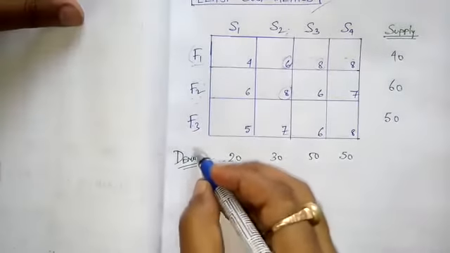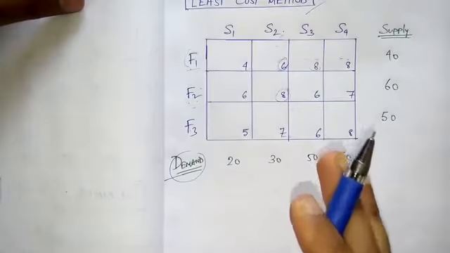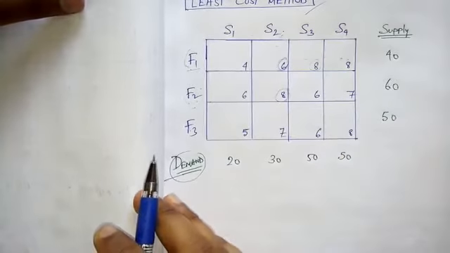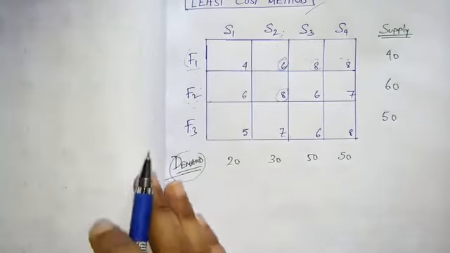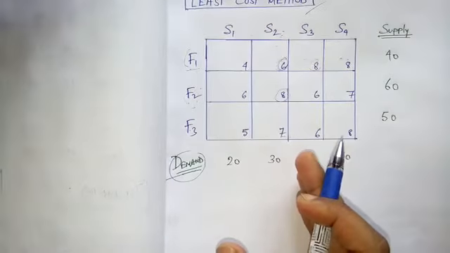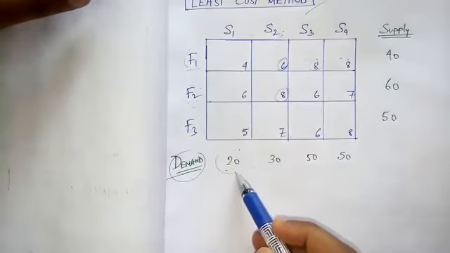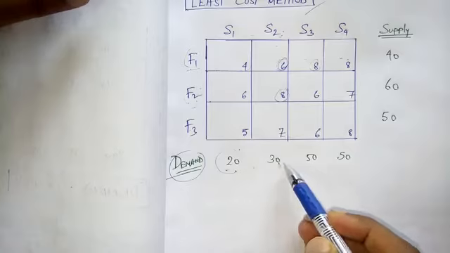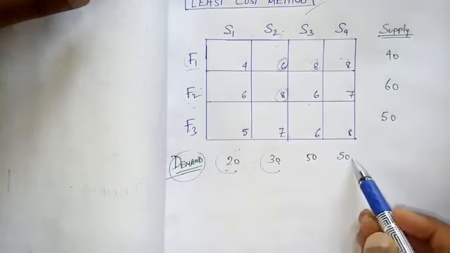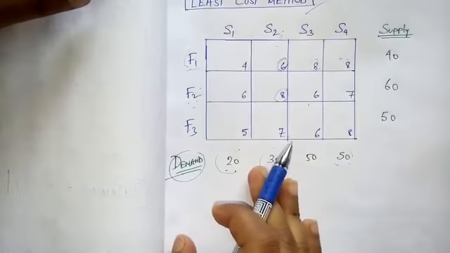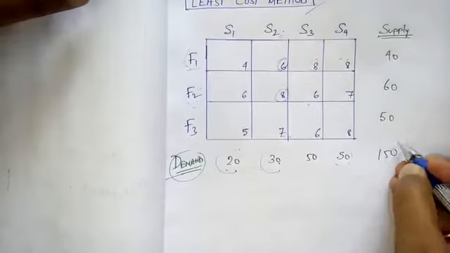Now let me talk about this demand and supply. Let's first check whether it is a balanced transportation problem or not. What is the meaning of balanced transportation problem? Demand will be exactly equal to supply. What is the total demand? What is the demand of store 1? 20. Demand of store 2? 30. Demand of store number 3? 50. Store 4? 50. So what is the total demand? 50, 50, 100 and 50, it is 150.